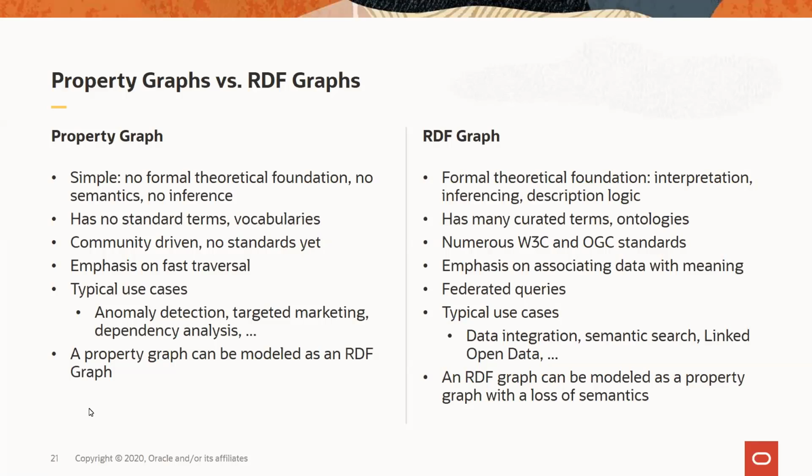We can do dependency analysis, like what Gianni was explaining in the context of data lineage, or the case in CERN with the security. All of these things can be managed very nicely as property graphs, where you don't have the formal theoretical foundation which you have with RDF graphs.